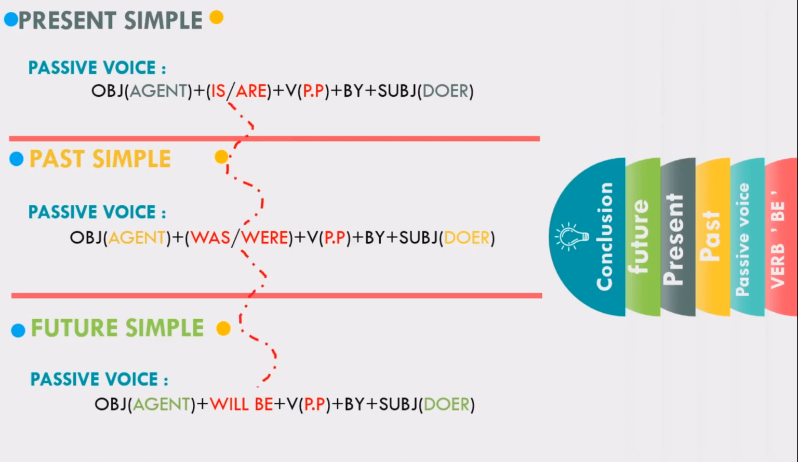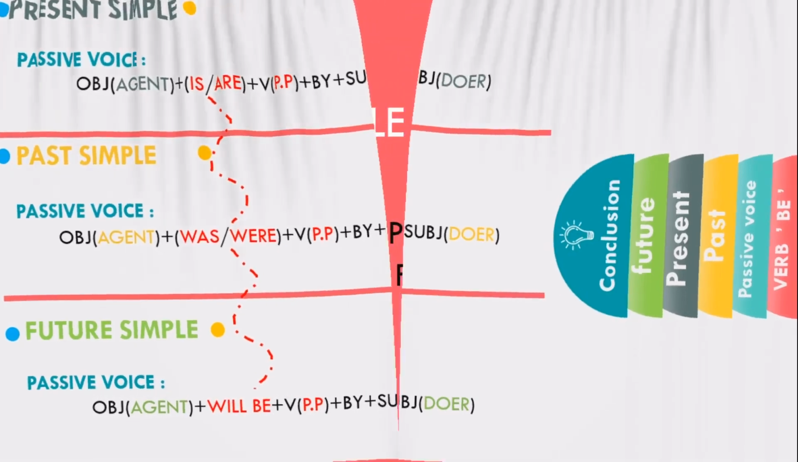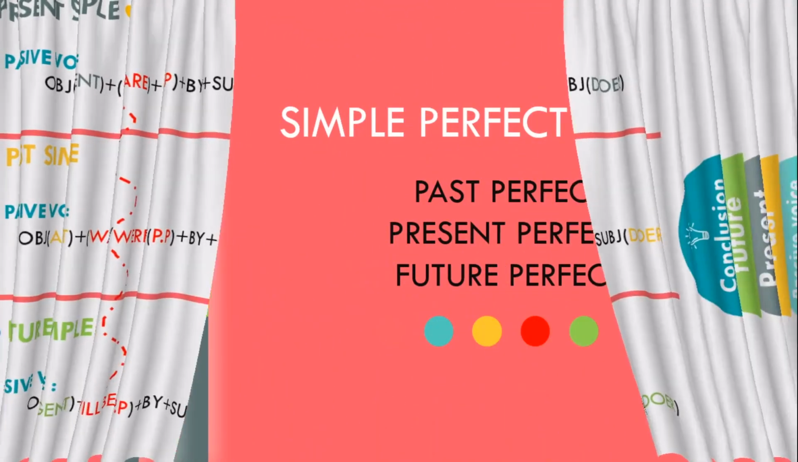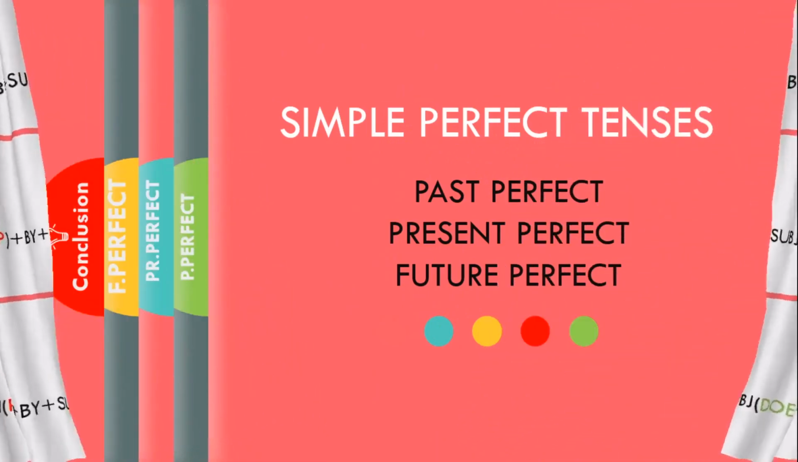So as you can see, the only difference here is in the verb to be. We have in the present is or are, here in the past was or were, and in the future we have will be, and everything is the same, just the difference is in the verb to be. Alright, so let's move to the simple perfect tenses.